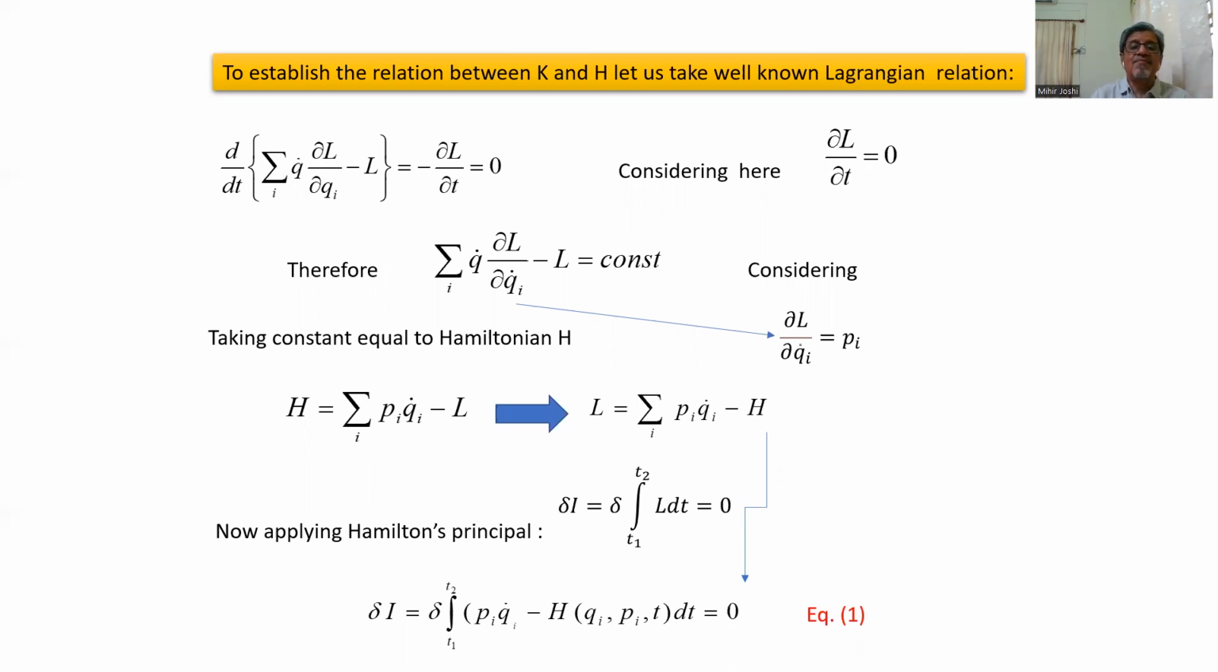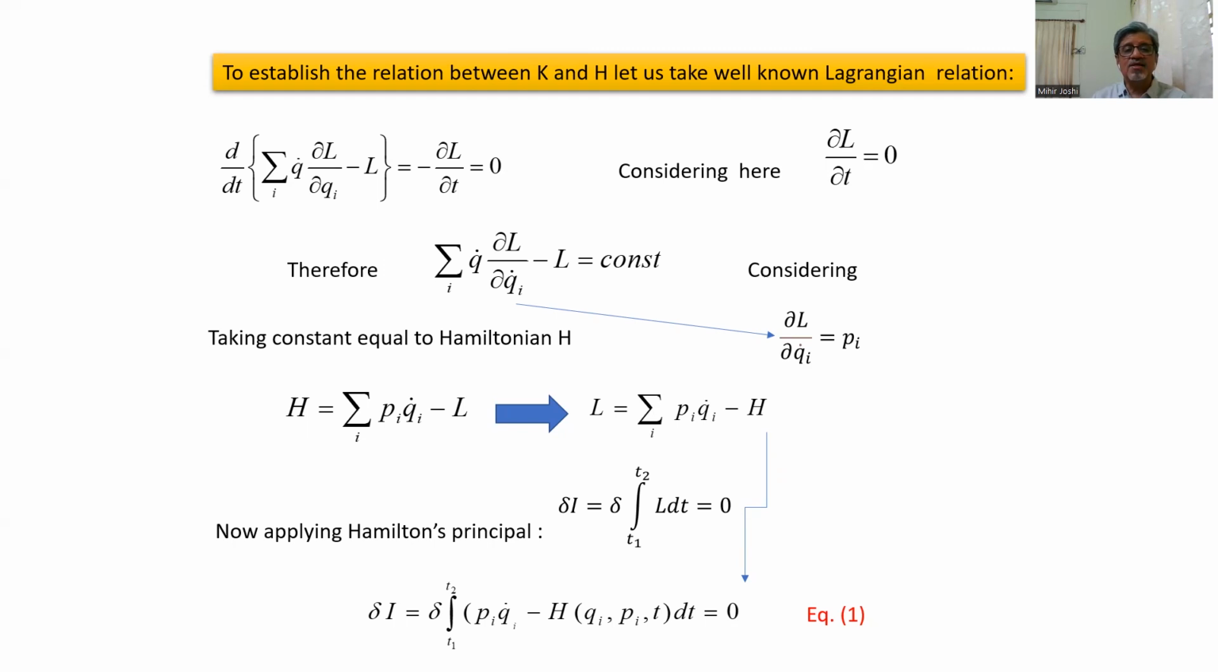Now we are applying Hamilton's principle. Hamilton's principle, we know very well, says that δI is equal to δ the integral from t1 to t2 of L dt, which is equal to 0. So for Hamilton's principle, the path which is the shortest one is represented by δI, the integral δ from time t1 to t2 of L dt equal to 0.